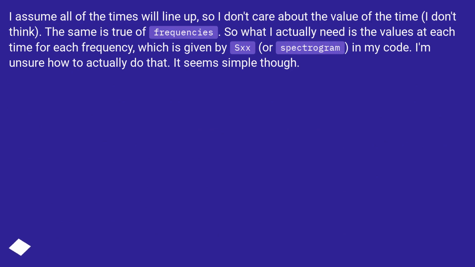I assume all of the times will line up, so I don't care about the value of the time, I don't think. The same is true of frequencies. So what I actually need is the values at each time for each frequency, which is given by SXX, or spectrogram, in my code. I'm unsure how to actually do that. It seems simple though.